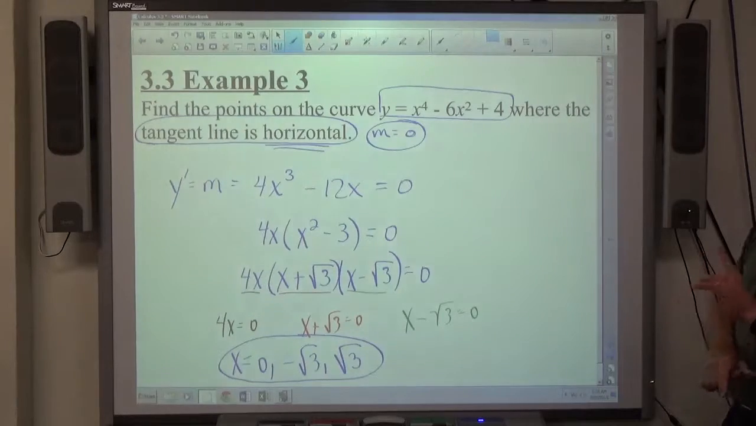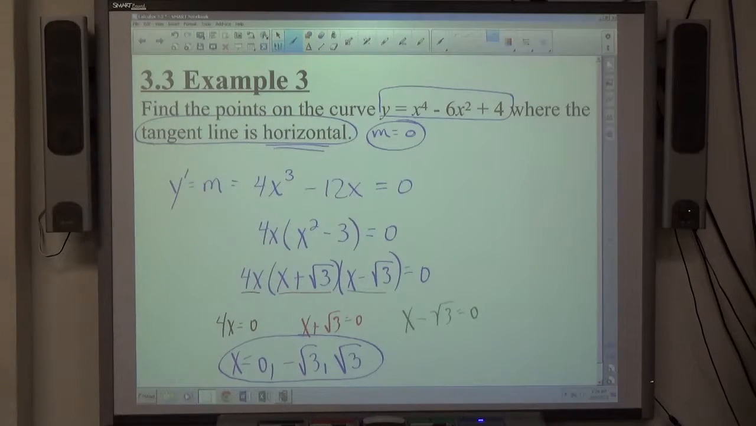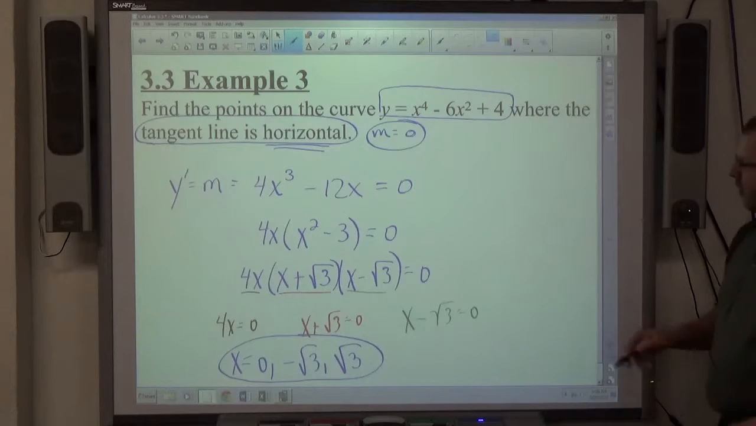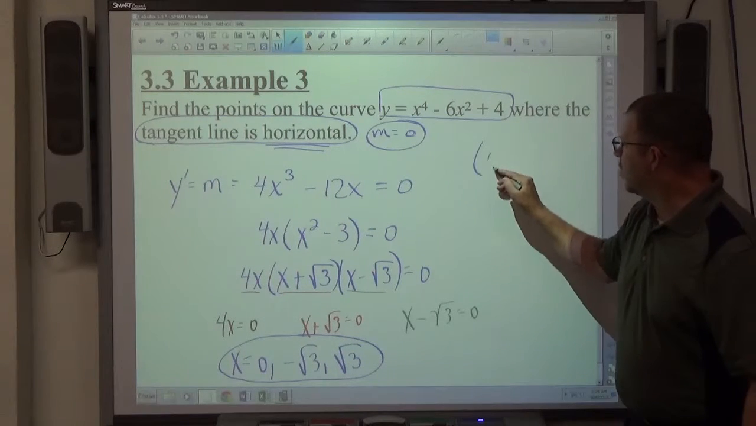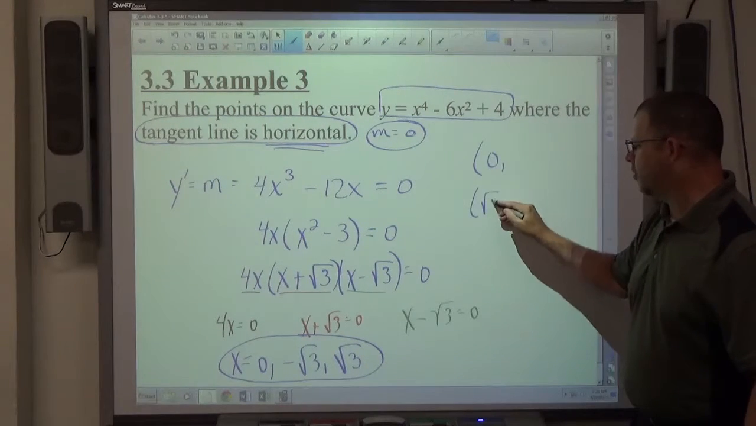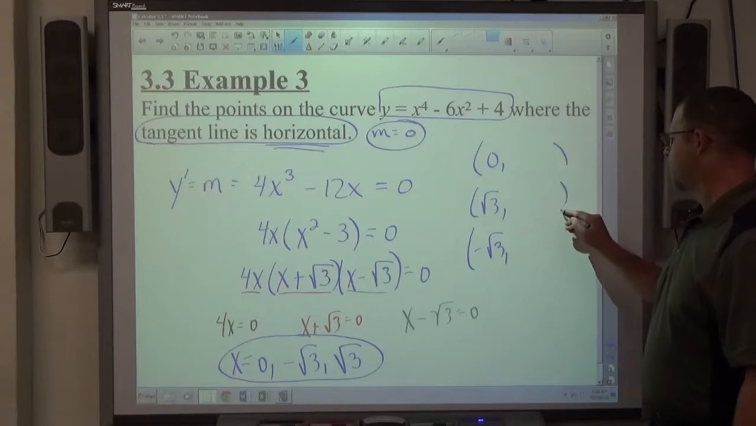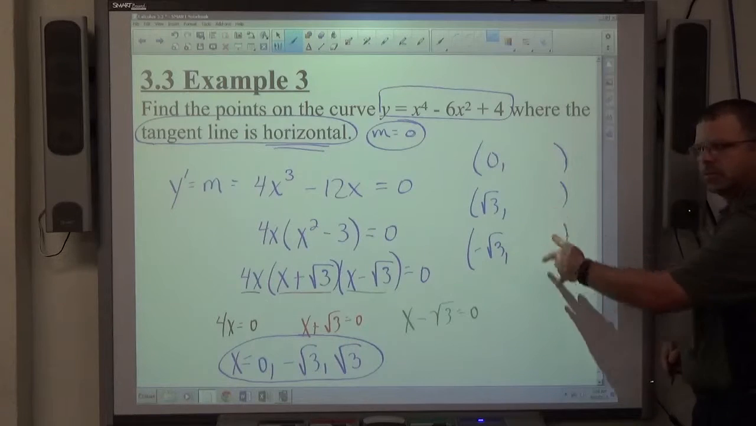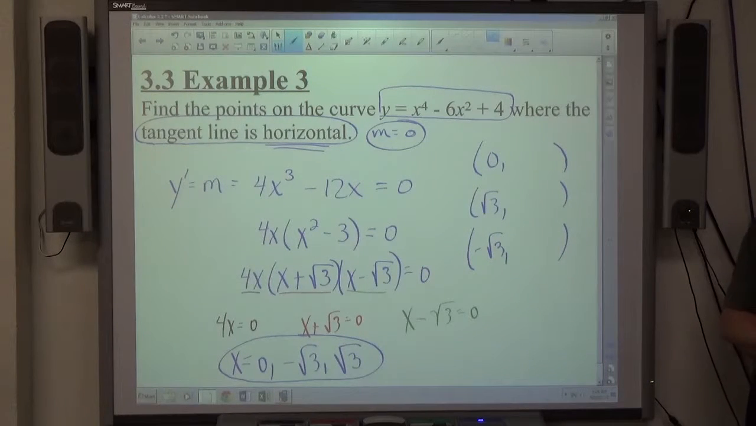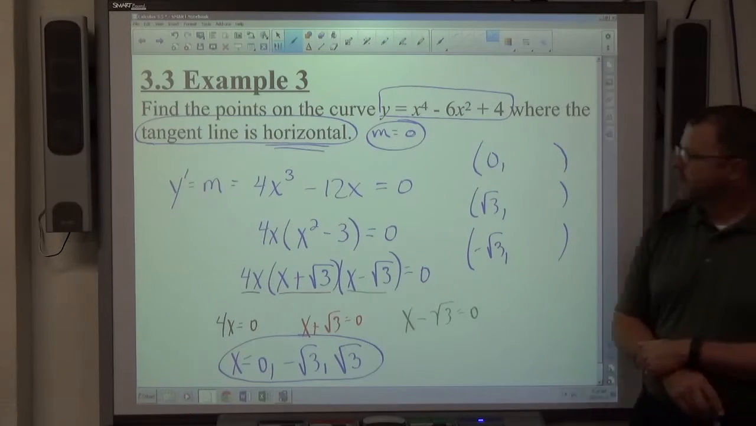It says find the points on the curve. Now, x represents the x coordinates of the points on the curve, right? Right. So the points we're looking for, 0 comma something, the square root of 3 comma something, and negative the square root of 3 comma something. How do I find the somethings? Where do I go? Y equals mx plus b.